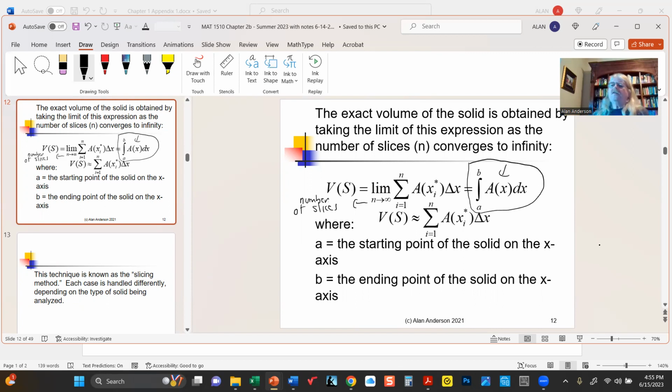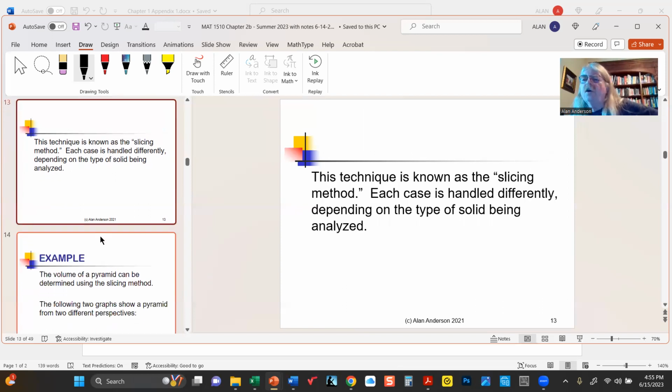So this will work well for well-defined volumes. Like a sphere, for example, each cross section would simply itself be a circle. Okay, and so it would be easy to figure that one out. All right, now, by the way, this technique is actually called the slicing method, because the slices are what gives us the cross sections.